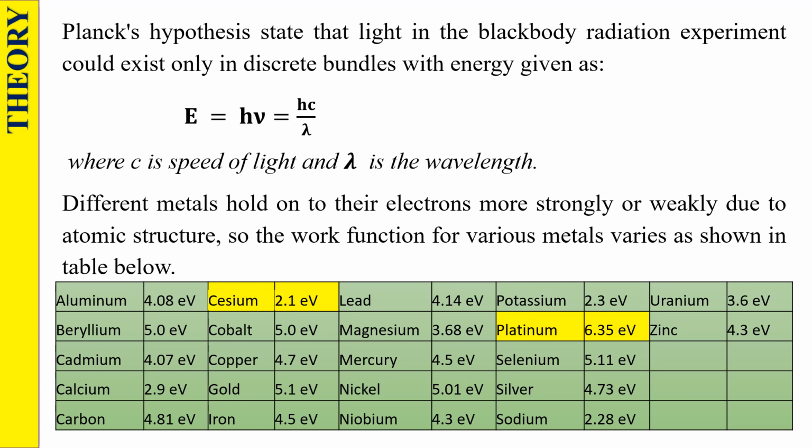The implication of this is this: for an electron to be released from a cesium metal, it will take less energy than releasing the same number of electrons from a platinum metal, because this requires more energy than a cesium metal will require. And we can see for other metals, different metals have different work function.